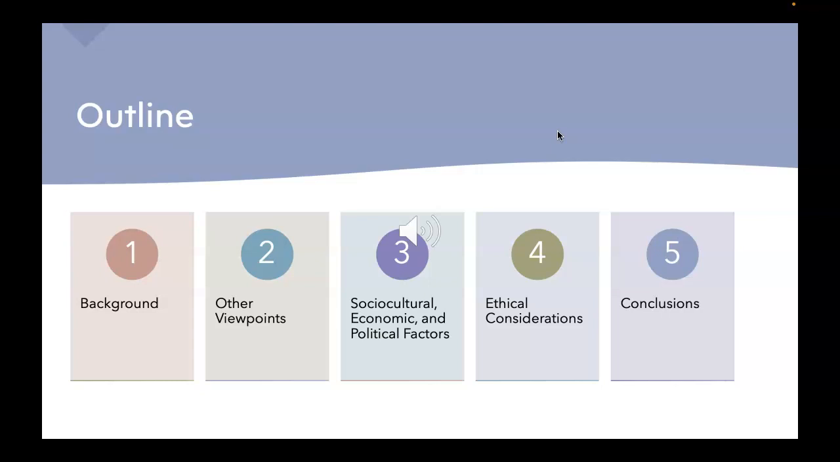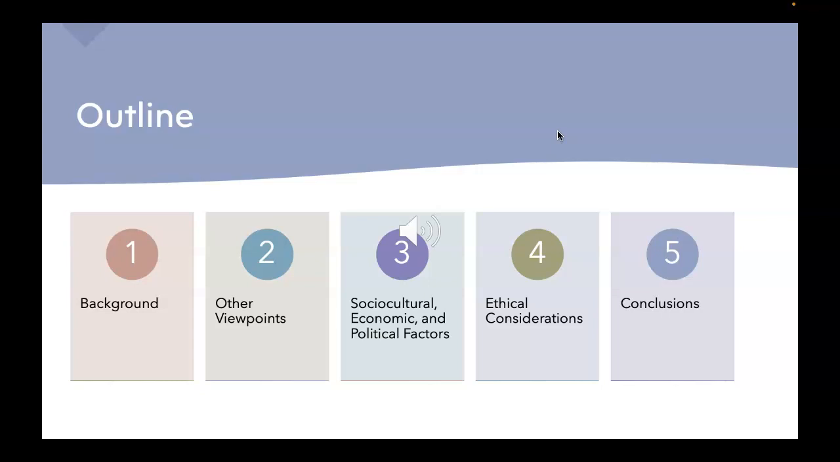Second, I will be going over some other viewpoints, such as the pros and cons of using antibiotics in food production and the pros and cons of using hormones in food production. Third, I will be going over sociocultural, economic, and political factors of this issue, which include consumer concerns, sociocultural attitudes, cost of production, and market demand.